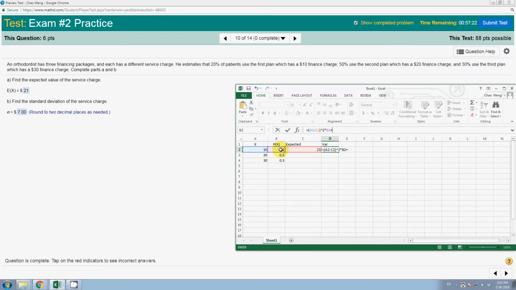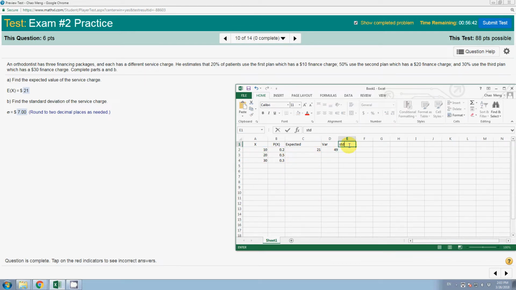Then plus the difference between the second X value and the expected value. Then we have to square the difference again and times the corresponding probability, 0.5. Then plus the third one, the difference between the third value and the expected value. We have to square it, then we times the corresponding probability. That's the variance.